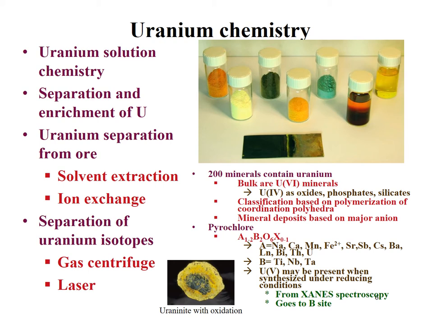In the environment, there are over 200 minerals that contain uranium. The bulk of these are oxidized uranium, and reduced forms as oxides, phosphates, or silicates have also been identified.